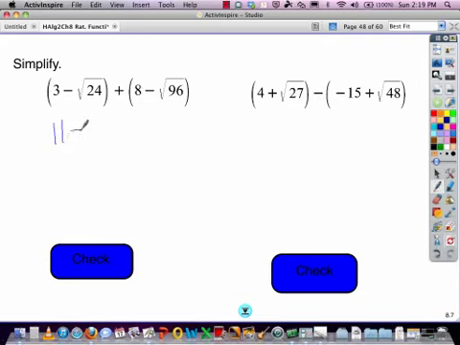Then we have a minus square root of 24 and a plus a negative square root of 96. Now these are square roots. They are not simplified, so it makes sense to go ahead and simplify as we go. What is the biggest perfect square number in 24? I think it's our 4. So we could simplify this to 11 minus, and if this is 4 times 6, that's our biggest perfect square in there, it would come out as 2 root 6.